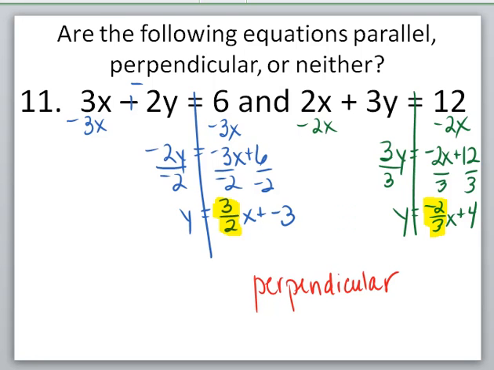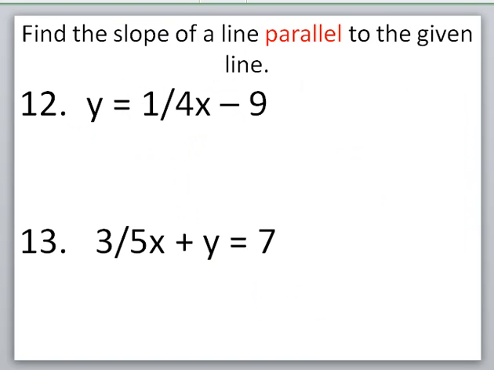The next type of problems, the directions say find the slope of the line parallel to the given line. So the given line is y equals 1/4 x minus 9. So that means it has a slope of 1/4. If I want to find the slope of a line parallel to it, I would say that the slopes are equal. So this one would be 1/4 as well.